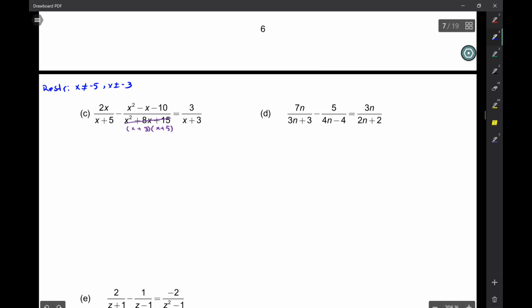Okay, now what's the LCD? X plus 3, x plus 5. Whose is the other one? Oh, okay, cool. We got x plus 3, x plus 5. Okay, let's multiply everybody with that.